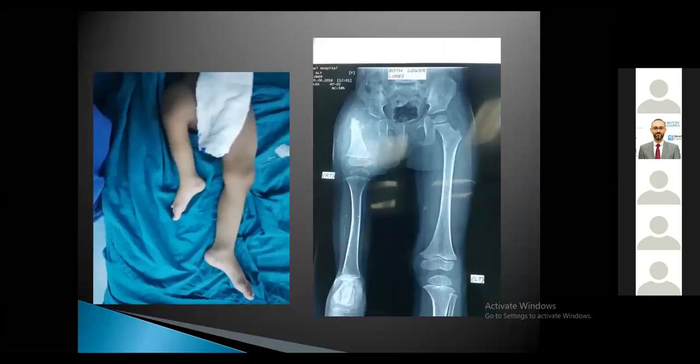This is a case of proximal femoral focal deficiency. There is a small head inside the joint. How to do lengthening? This is a very, very big problem.